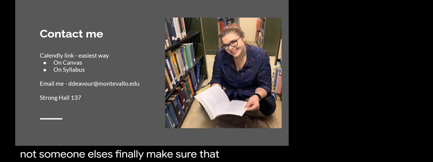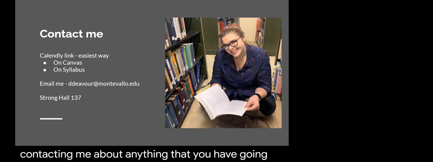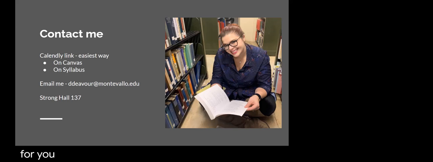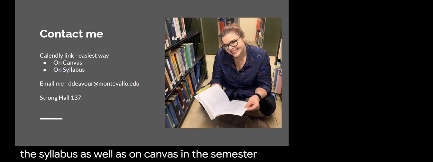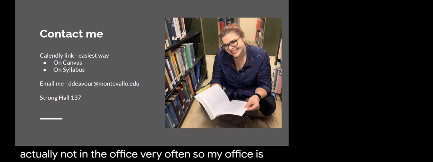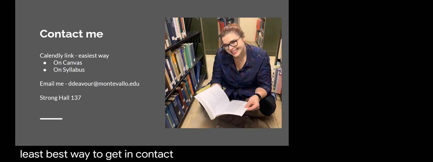Finally, make sure that you're contacting me about anything that you have going on, any questions you have. Even though these are online courses and we're working asynchronously, I am here for you all the time. So, the Calendly link is the easiest way to schedule a meeting with me. I've posted that in the syllabus as well as on Canvas in the semester long resources tab. You can also email me or visit my office at Strong Hall, but because of the pandemic, I'm actually not in the office very often. So my office is the least best way to get in contact with me.